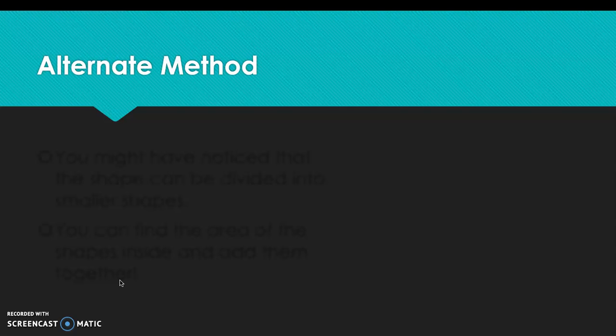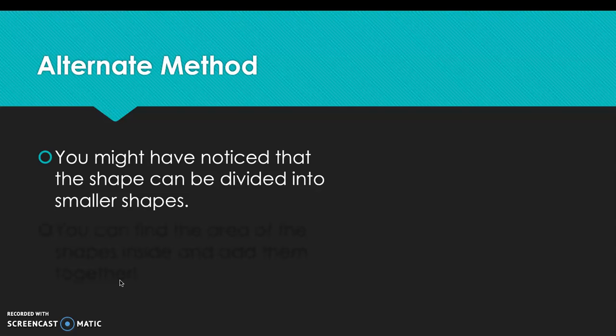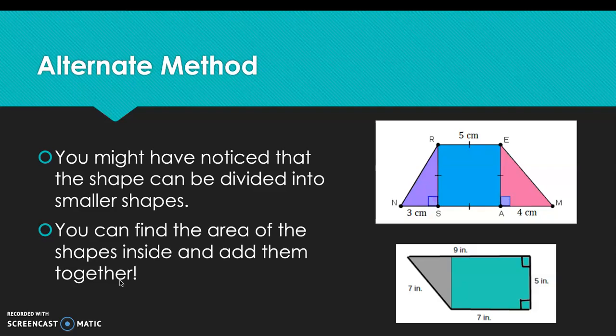There is an alternate method for finding the area of this shape. You might have noticed that this shape can be divided into smaller shapes. Inside this trapezium, I can see 2 triangles and a square. Inside this trapezium, I can see a rectangle and a triangle. So you can actually find the area of those shapes inside and add them together to find the total area.